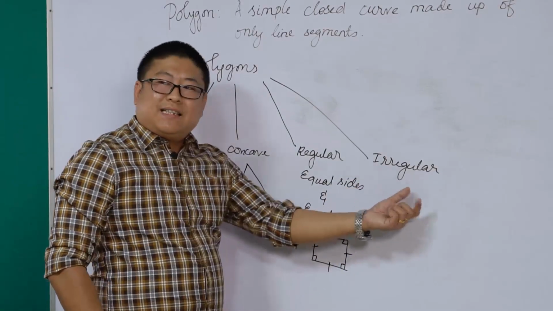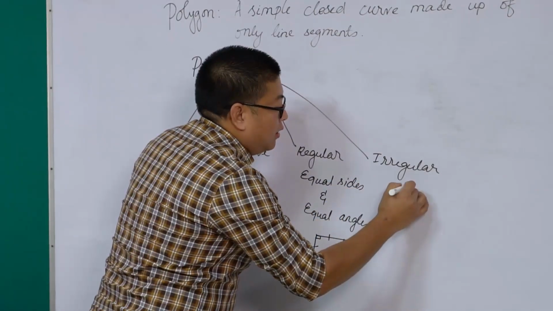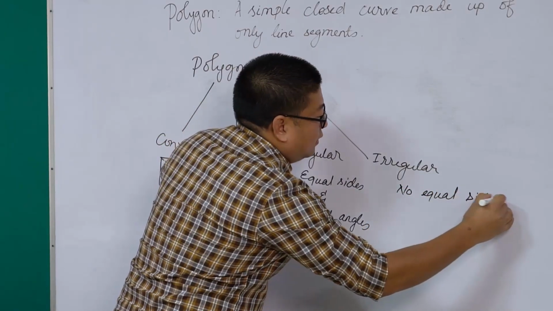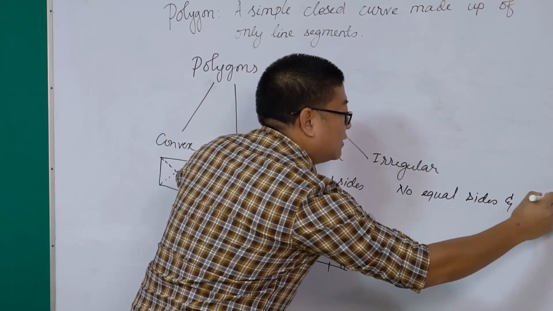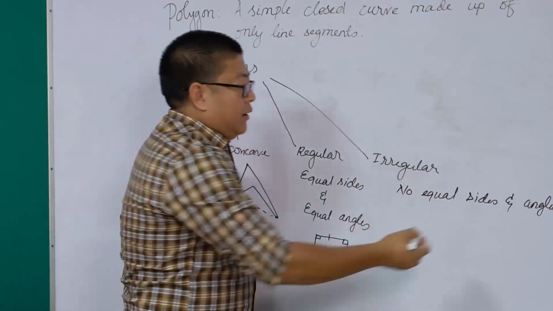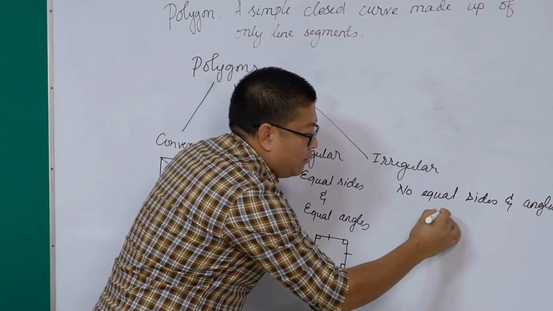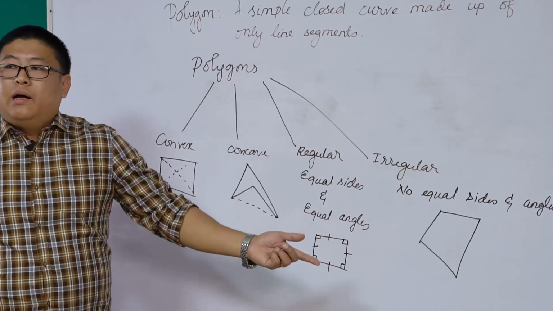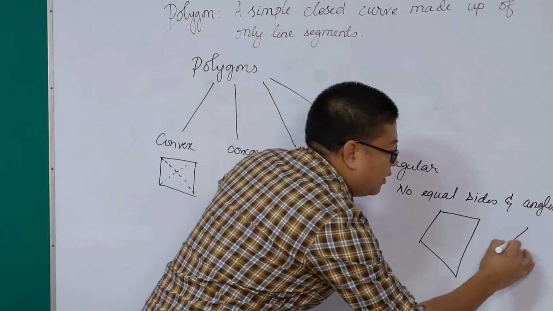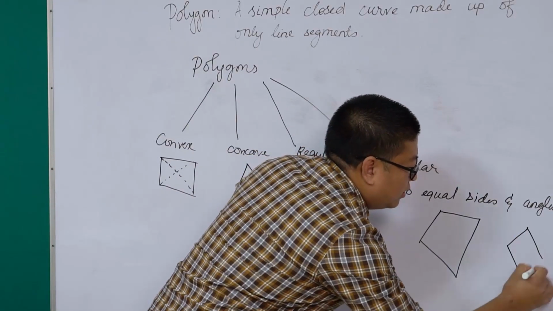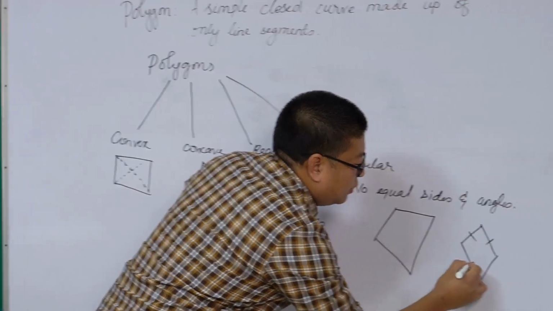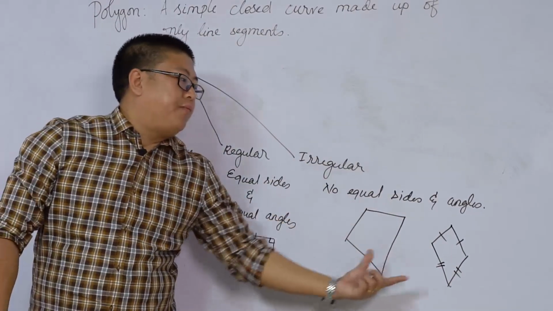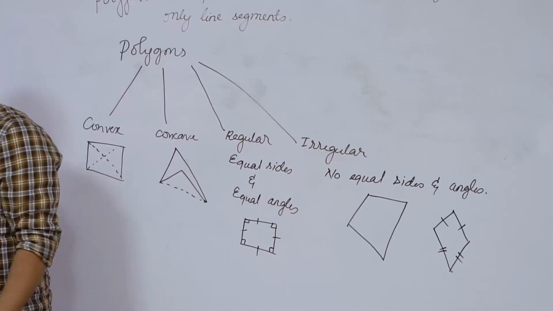Irregular polygon is just the opposite. No equal sides and angles. Now, there can be cases where we draw something like this. No sides are equal. At the same time, there can be cases where 2 sides are equal. These are equal, but these 2 are different. Now, these types of polygons are called irregular polygons.